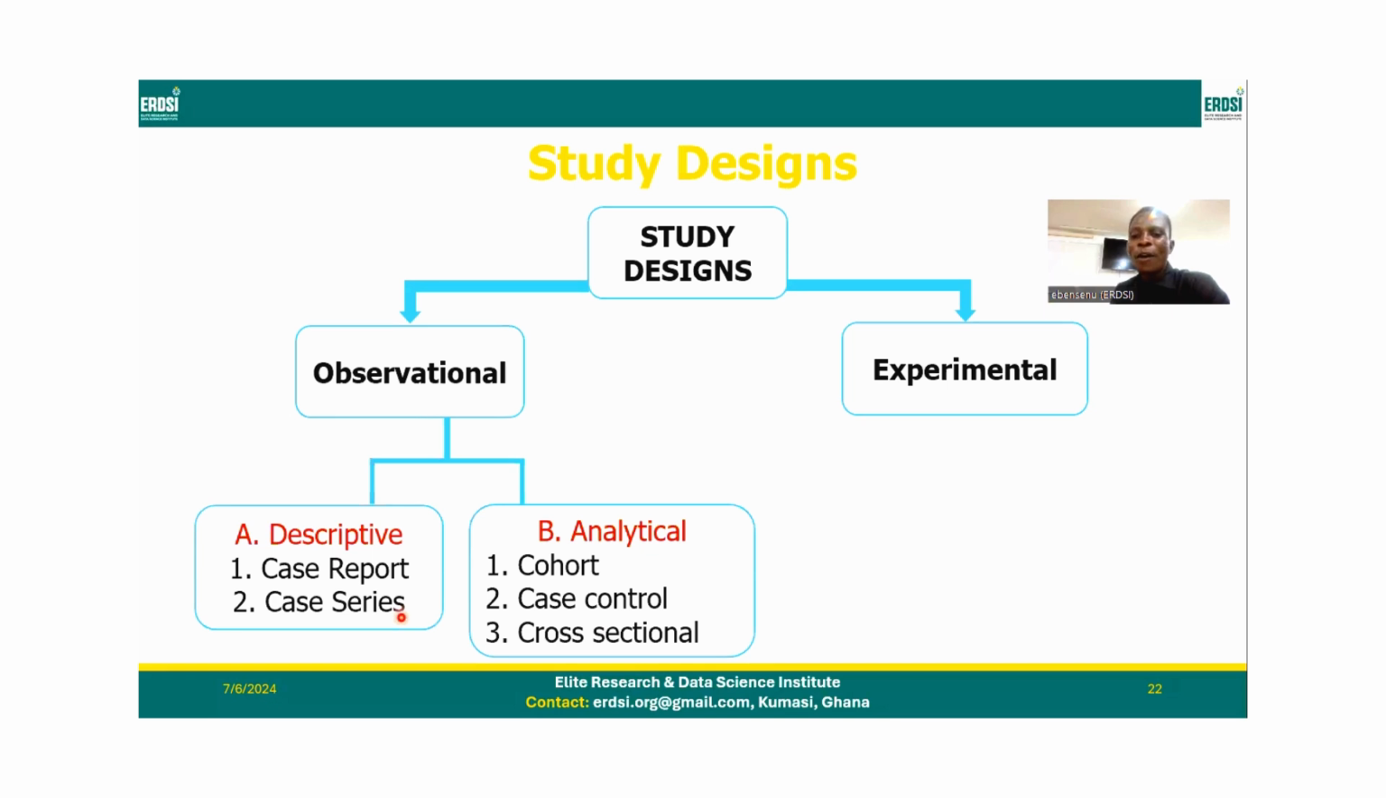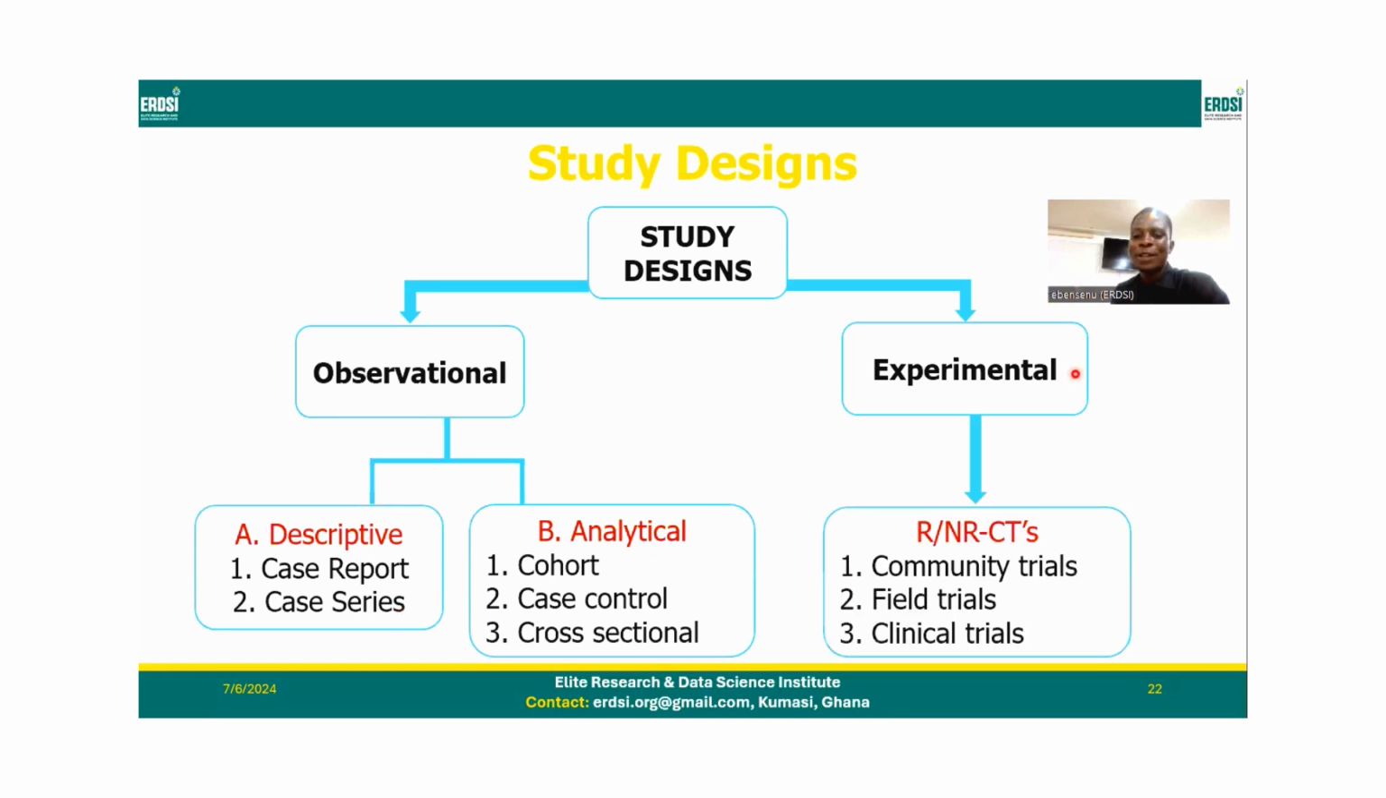Or experimental, also called trials. Most often, the three main trials or experimental studies that we have are community trials, field trials, and clinical trials. These are three different terms, and I'm sure we've been misusing them over and over again. So what is this study design about? Let's say you formulated a hypothesis and you want to choose one of the study designs. Which one do you go for?